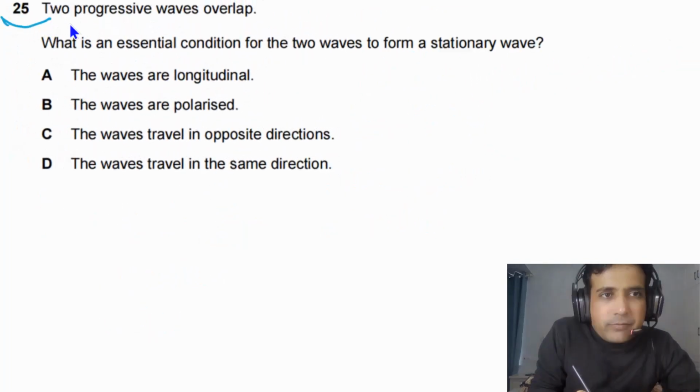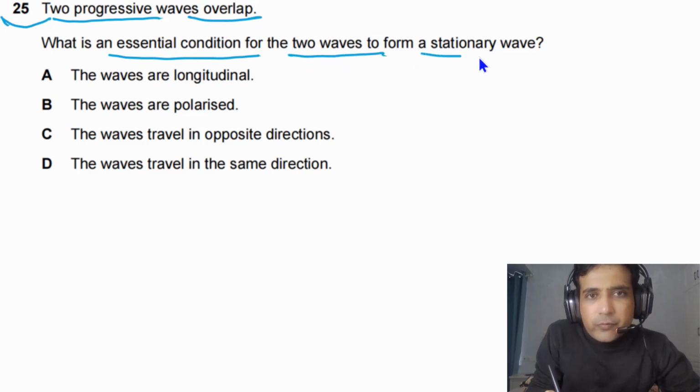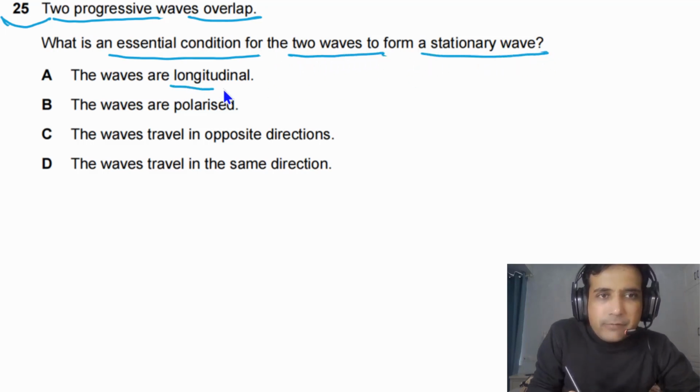For question number 25, it is given to us two progressive waves overlap. What is an essential condition for the two waves to form a stationary wave? The waves are longitudinal.